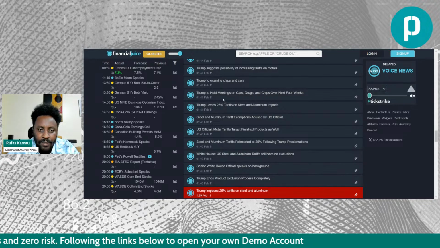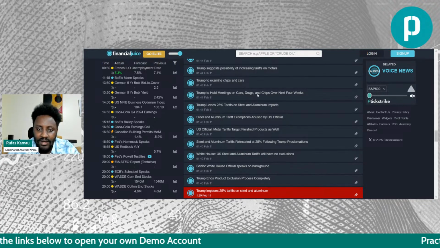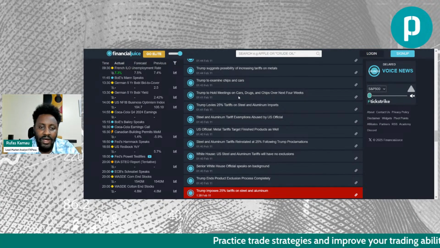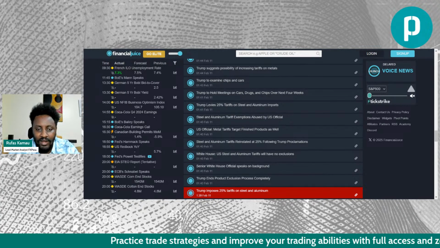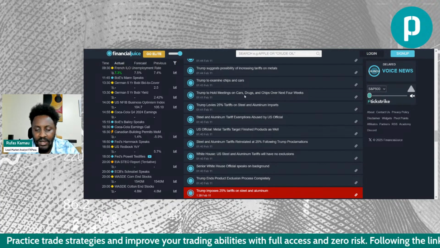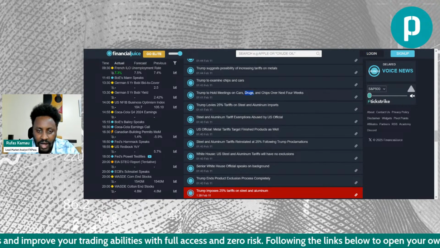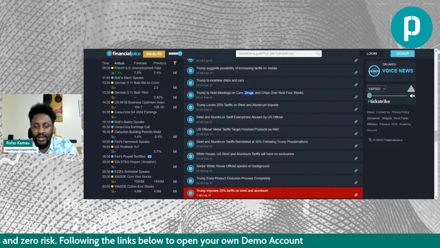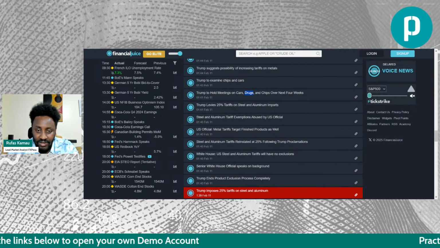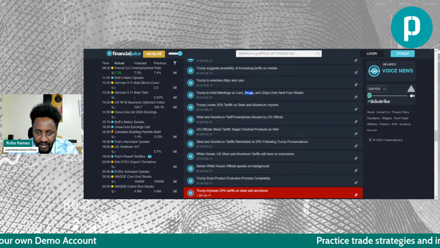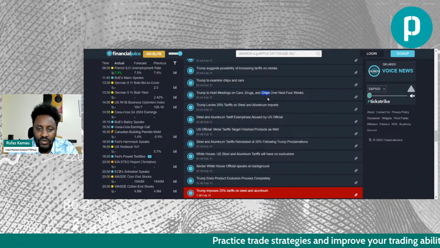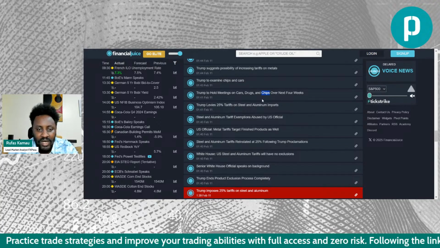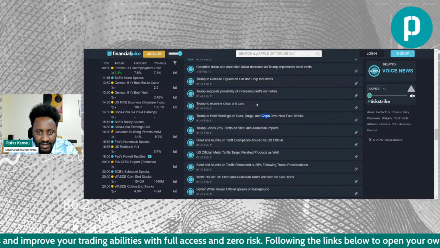Then Trump to hold meetings on cars, drugs, and chips over the next 4 weeks. So when we say cars, drugs, and chips, we're looking at exporters who sell cars in the US, so they might be facing imminent tariffs. Drugs, we're talking about pharmaceuticals, not the other kind. So any company in the pharmaceutical industry exporting drugs to the US might also be facing some incoming tariffs. And then for chips, we are talking about semiconductors. So companies that manufacture semiconductors and export to the US might also be facing some tariffs in the coming days.